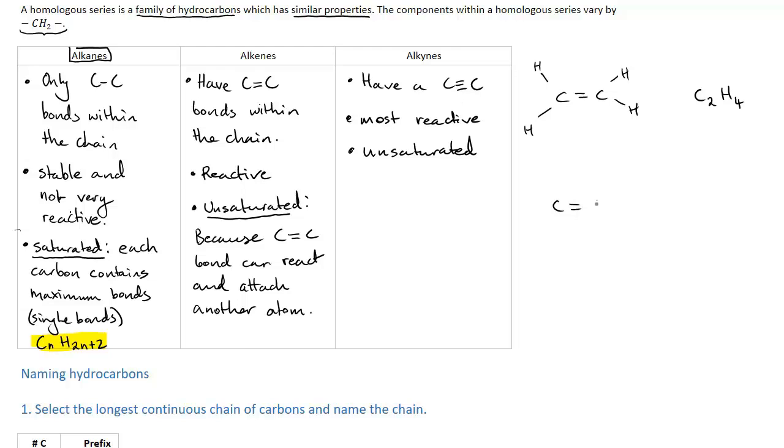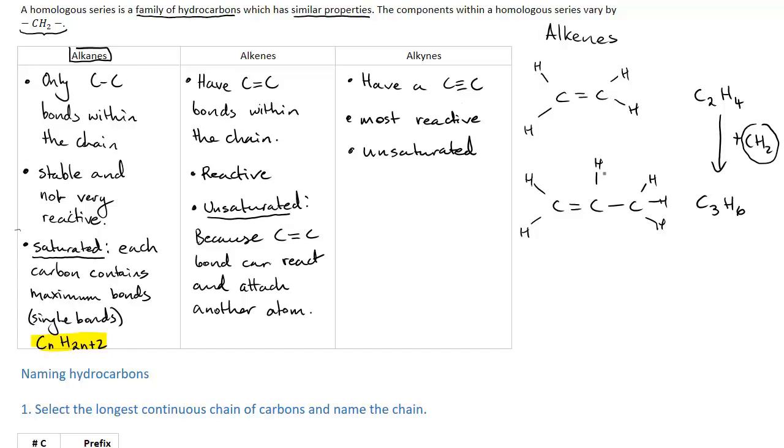Then you may have a molecule like this. So that is C3H6. And once again, you see that it varies by CH2, the same homologous series. So this is the homologous series of alkenes. Okay? And the general formula is CnH2n. So we'll write that in here somewhere. CnH2n. That's the formula of alkenes. So you can once again use that to predict how many hydrogens there are within a molecule.